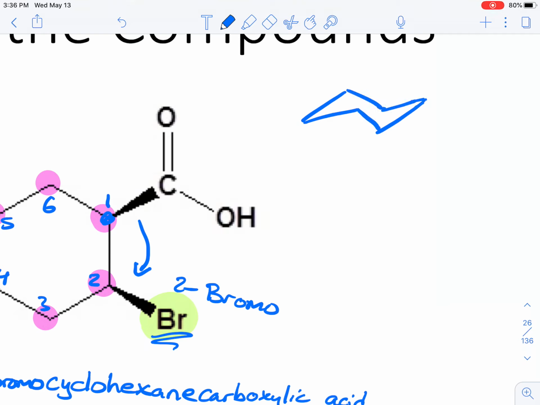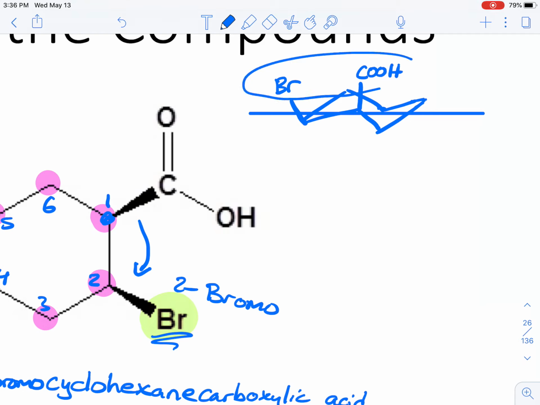cyclohexane, so this chair conformation is basically looking at the ring on its side. Okay? And so the carboxylic acid is going to point up, and the bromine is also going to point up. And so if I cut this plane in half, both these groups, they're pointing on the same side of that plane.